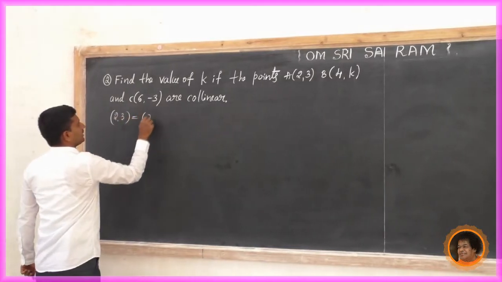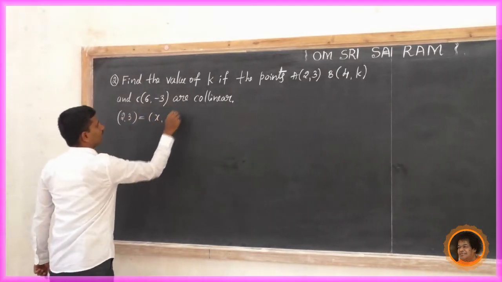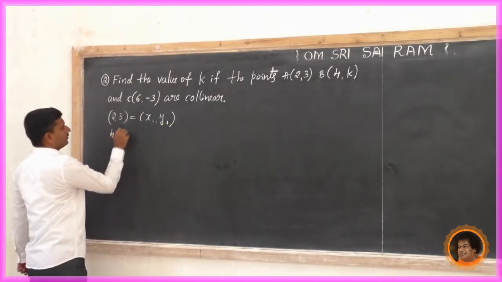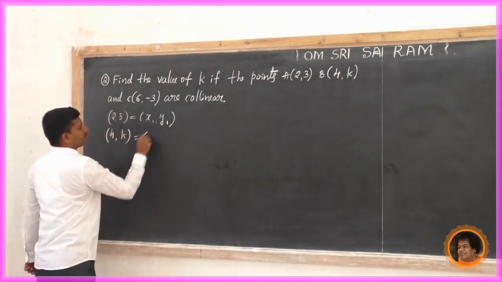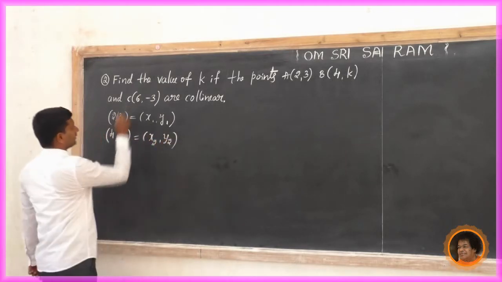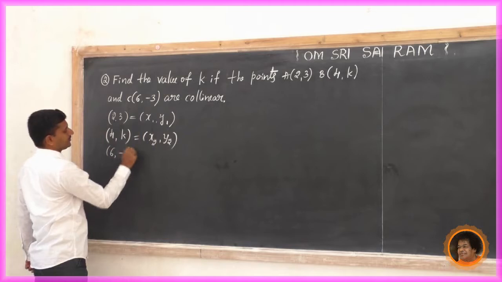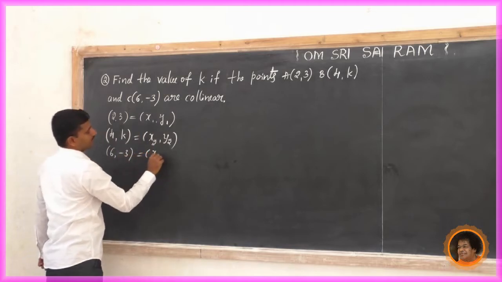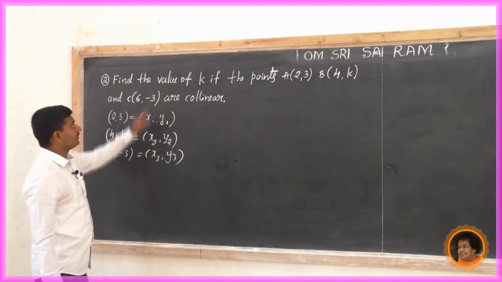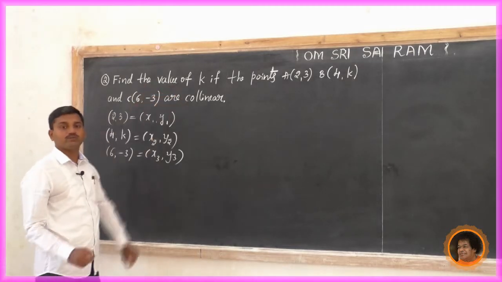Here the coordinate points are (2, 3), so this is x1, y1. The second coordinate point is (4, k), so let us consider it x2, y2. And the third coordinate point is (6, -3), so this is x3, y3. What is the question given? Find the value of k.